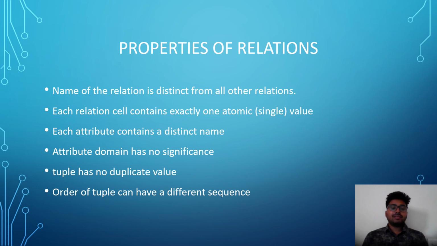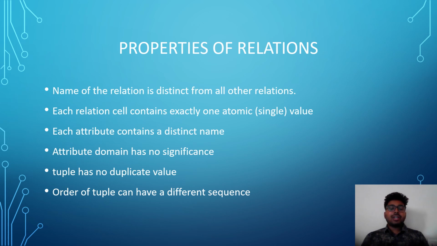Properties of relations. Some of the properties are: the name of the relation is distinct from all other relations, that is, the name of the table needs to be unique. Each relation cell contains exactly one atomic or single value. Each cell, like each row in every column, needs to have a single value. Here, multiple values are not supported.